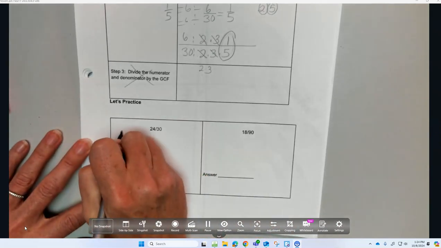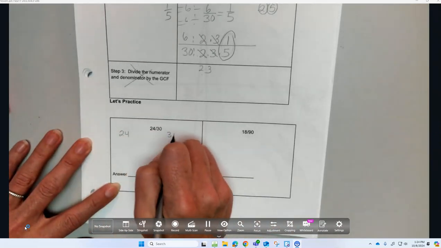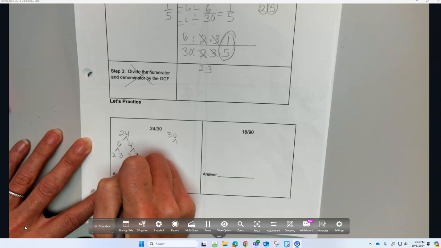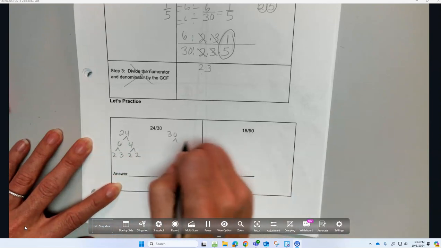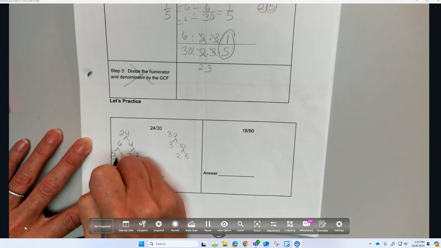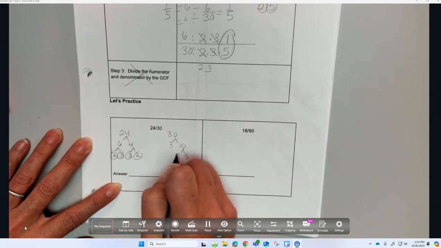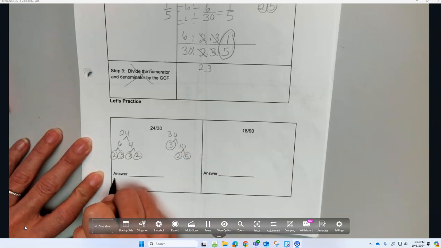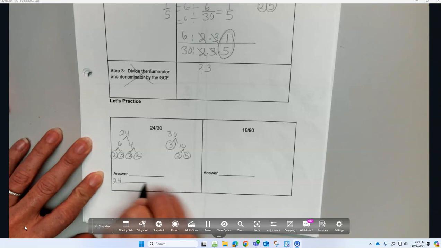Let's do another one, 24 over 30. So step 1, make factor trees. And for 30, it's 3 and 10, 2 and 5, like above. Circle my prime numbers. Then I'm going to make my factor list, making sure to keep my numerator on top, my denominator on bottom.